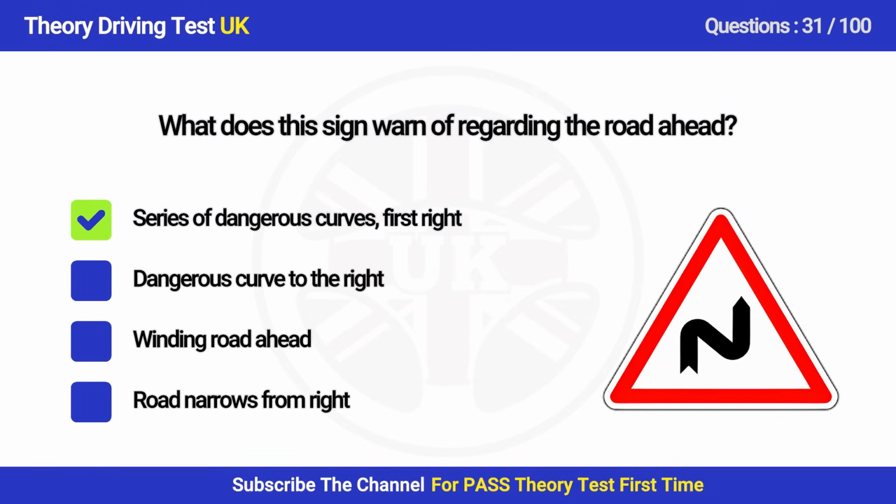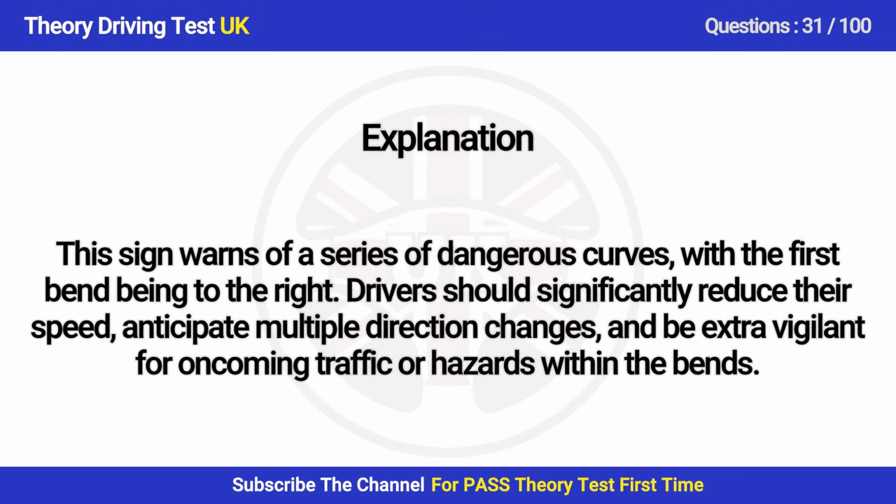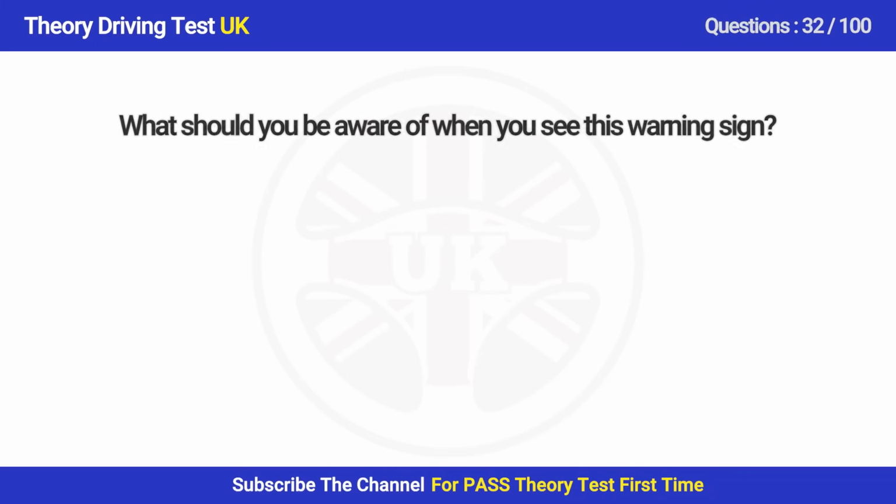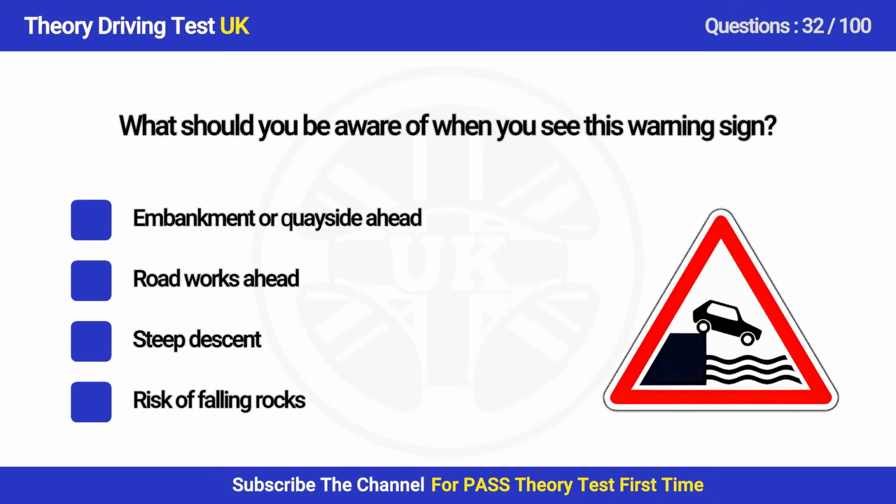Answer is A. Series of dangerous curves, first right. This sign warns of a series of dangerous curves, with the first bend being to the right. Drivers should significantly reduce their speed, anticipate multiple direction changes, and be extra vigilant for oncoming traffic or hazards within the bends.